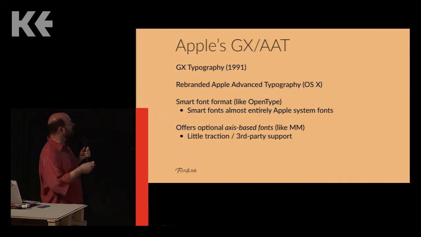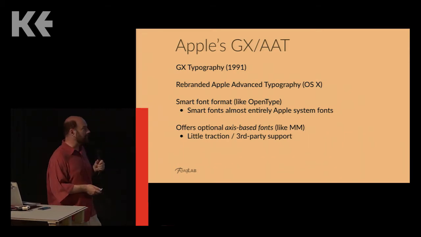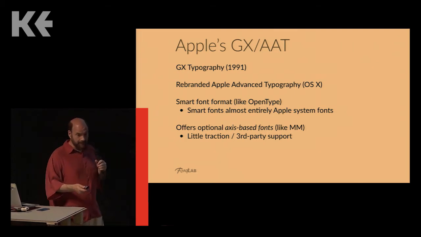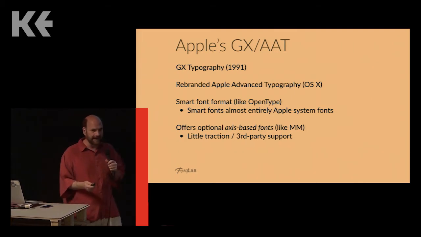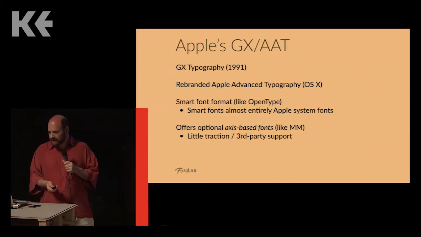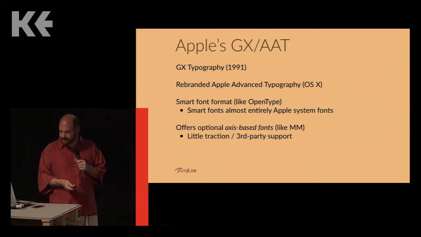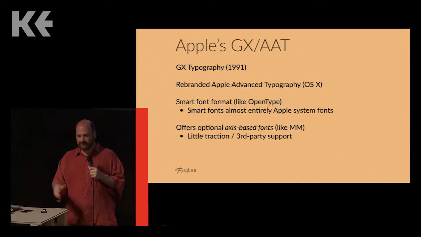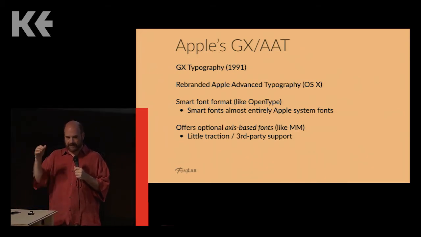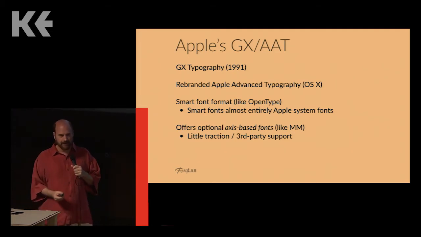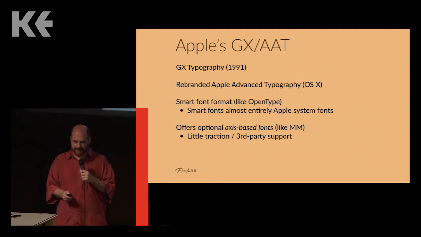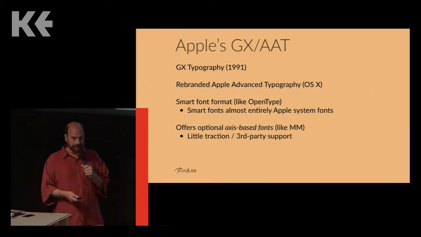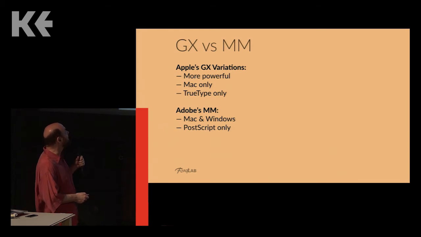Apple's GX typography, later rebranded as Apple Advanced Typography, or AAT, of course, had smart font capabilities like OpenType, but also had this optional axis-based stuff. And they called that GX Variations. And that had even less traction, less adoption among the broader design community than the multiple master stuff. In terms of popular use outside of Apple, it was kind of a flop, even more than MM, which was frankly also a bit of a flop. And I say this as a big fan of the tech.